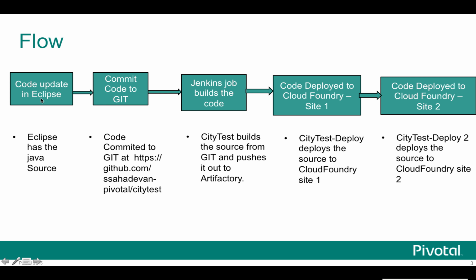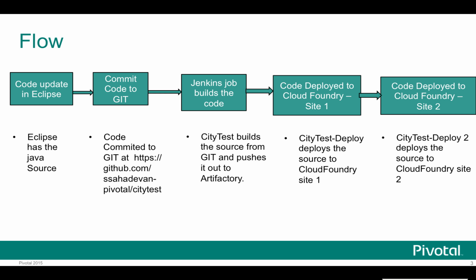Basically, I'll make a code update in Eclipse, commit the code to Git. That'll be a Jenkins job that builds the code and pushes it out to Artifactory, and then the code will be deployed to Cloud Foundry Site 1, and then there will be a second job that picks it up and deploys the code out to the Cloud Foundry Site 2.